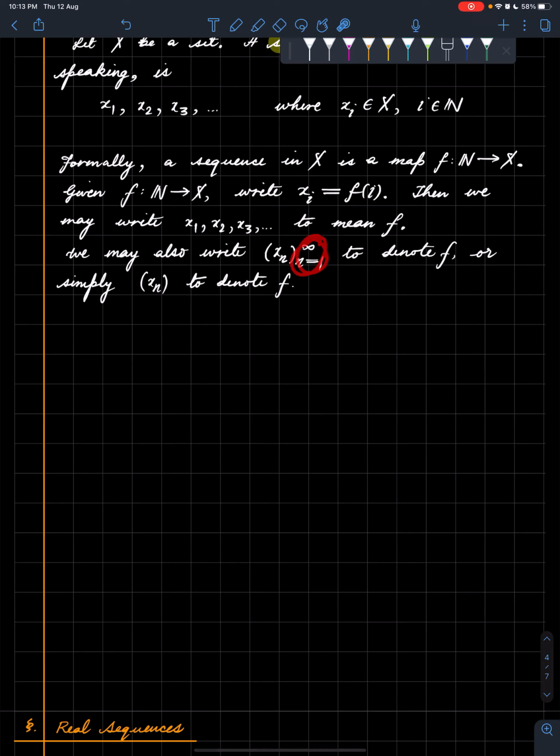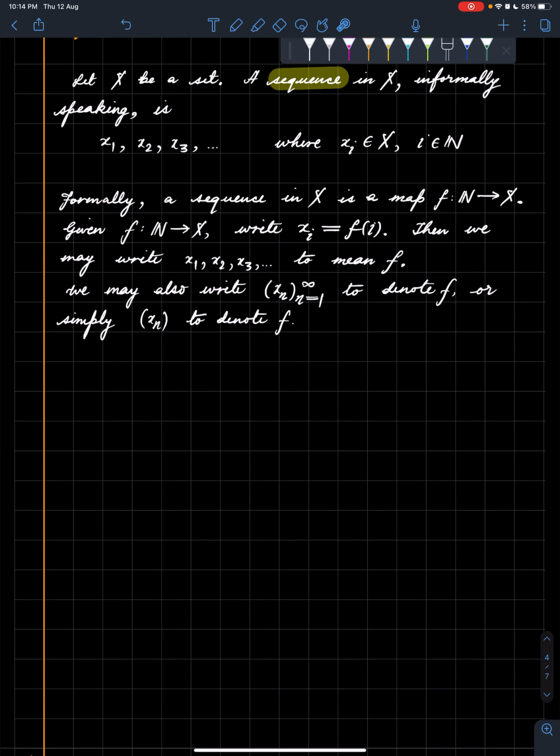But this gets cumbersome, writing every time from where to where you are running the n. We just don't do it. We just write like this. Also note that some authors use curly braces. I do not like that because then it looks like a set. A sequence is not a set. A sequence in X is not just some subset of X. It matters how it is ordered: this is not the same as x2, x1, x3, because the function it denotes is different.